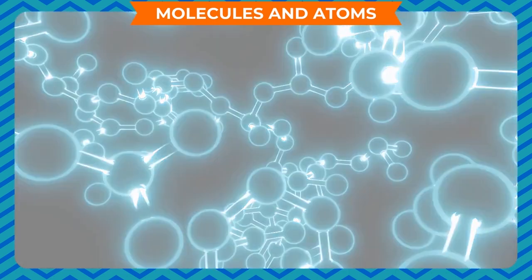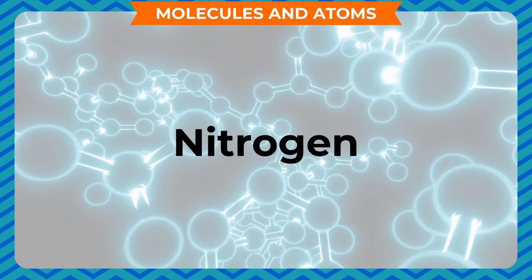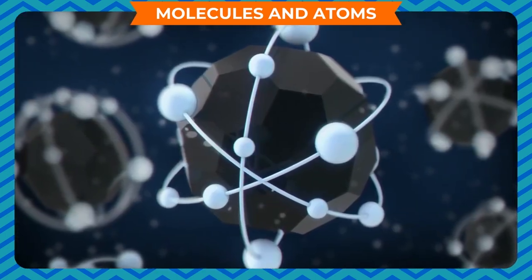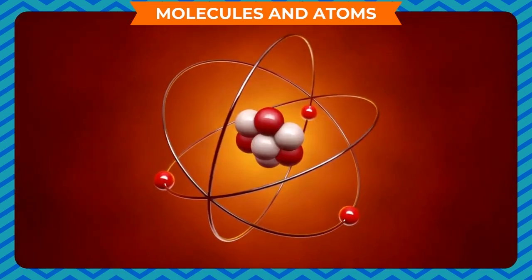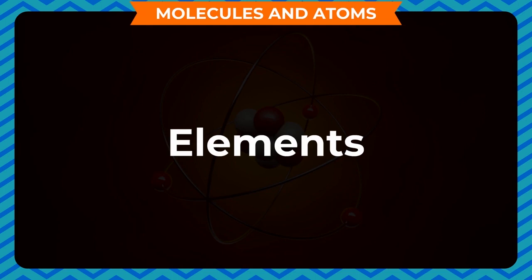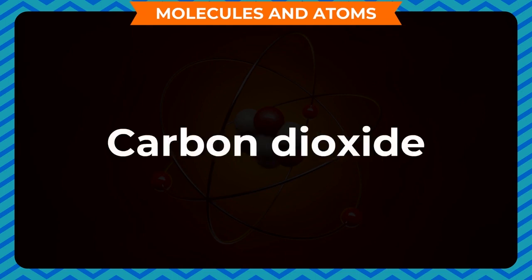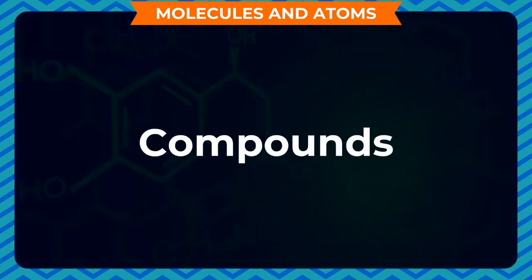Some substances like iron, aluminium, hydrogen, oxygen, nitrogen, or carbon consist of only one type of atoms. The substances which have only one type of atoms are called elements. Some substances like sugar, water, carbon dioxide, etc. are made up of two or more types of elements. These substances are called compounds.